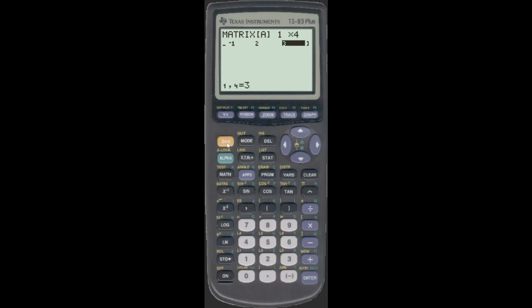All right. Go back to second matrix. I'm going to edit B. It's arbitrary. You could go down to D, E, F, G. Doesn't really matter. Just know which one you're working on. This is a 4 by 3. Okay. So 1, 3, 0.